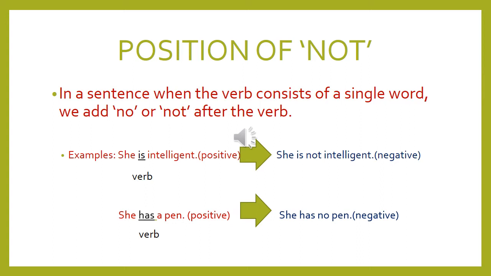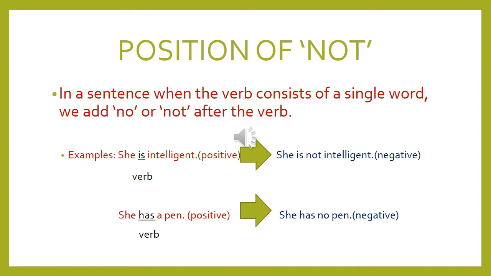For example, she is intelligent. This is a positive sentence and is is the verb here. It is a single word and we will add not after is. To make it negative, we will add not after is. She is not intelligent. So this is a negative sentence.